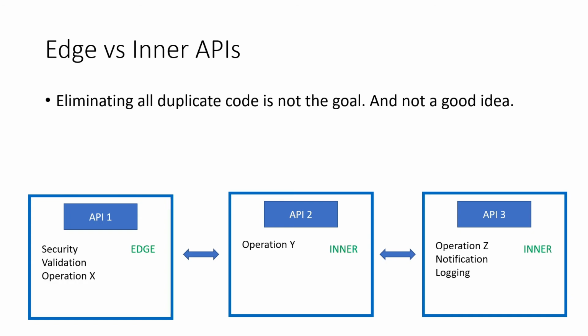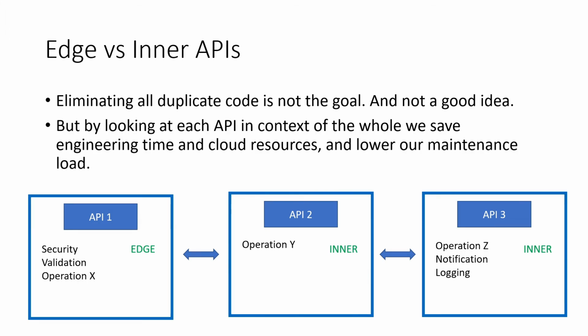I'm not suggesting that all duplicate code should be eliminated. That's not the goal and not a good idea. In fact, the pursuit of removing all duplicate code has very negative side effects as a whole. By looking at each API in context of the whole, we save engineering time, cloud resources, and lower our maintenance load.